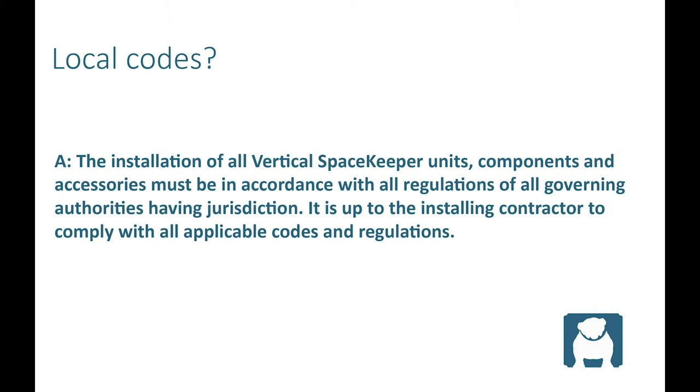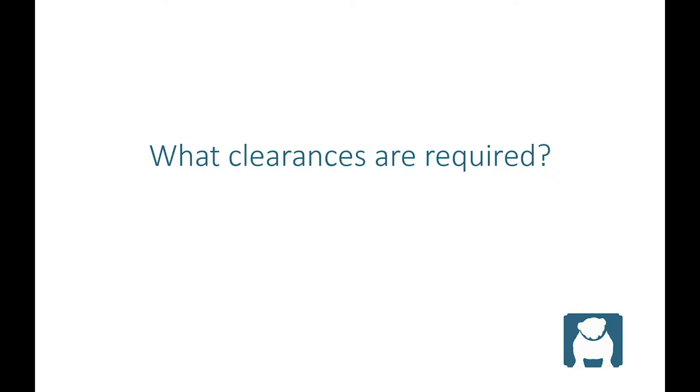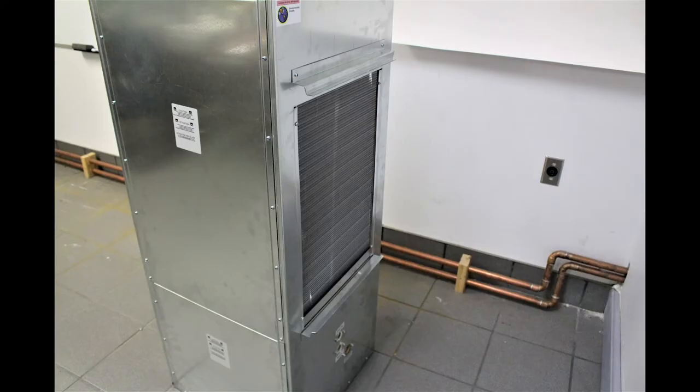The installation of all vertical SpaceKeeper units, components, and accessories must be in accordance with all regulations of all governing authorities having jurisdiction. It is up to the installing contractor to comply with those codes and regulations. What clearances are required? Bottom, top, back, and the side opposite the filter, it's zero clearance. On the filter side, 14 to 16 inches, and at the front, because there's an electrical compartment at the top and a compressor compartment at the bottom, for servicing purposes, we like to see about 24 to 36 inches.